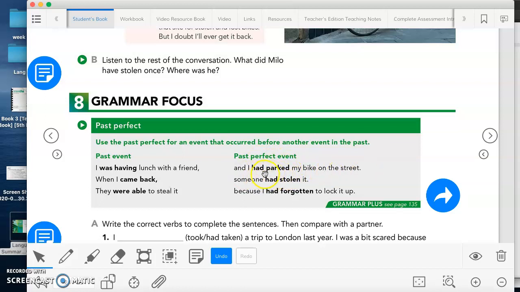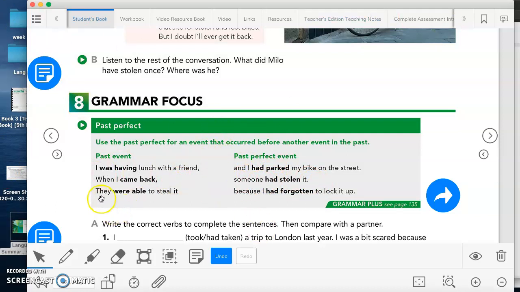So of course, first I parked the bike and then I was having lunch. When I came back, someone had stolen it. So the past perfect event happens first. First someone stole it and then I came back. That's why I couldn't see who stole it.